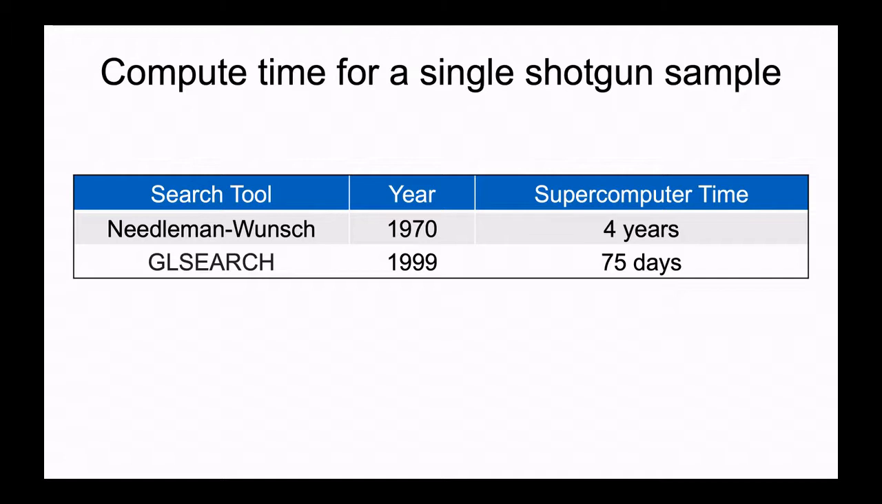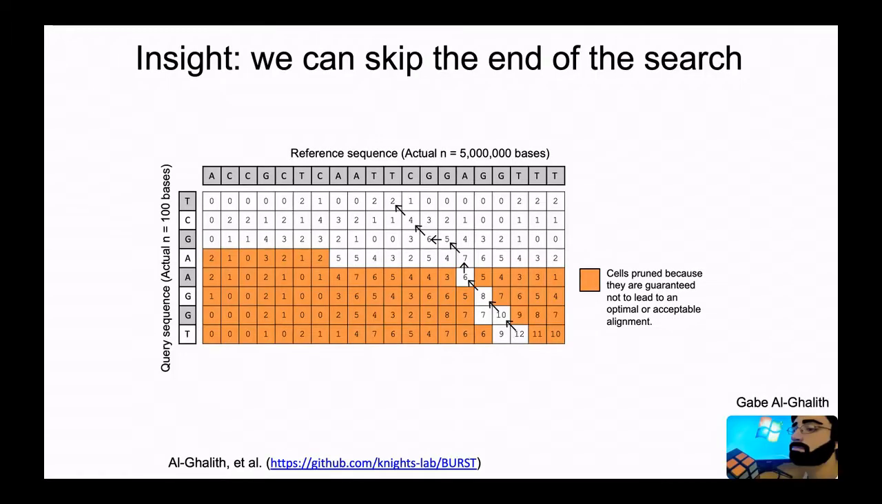And we were working on making a better approximate aligner when we stumbled across some optimizations that we hadn't really thought of before. This is work that was done by Gabe Al-Ghalith, who was a grad student in my lab, who's now a postdoc at the Janssen Microbiome Institute in Boston.